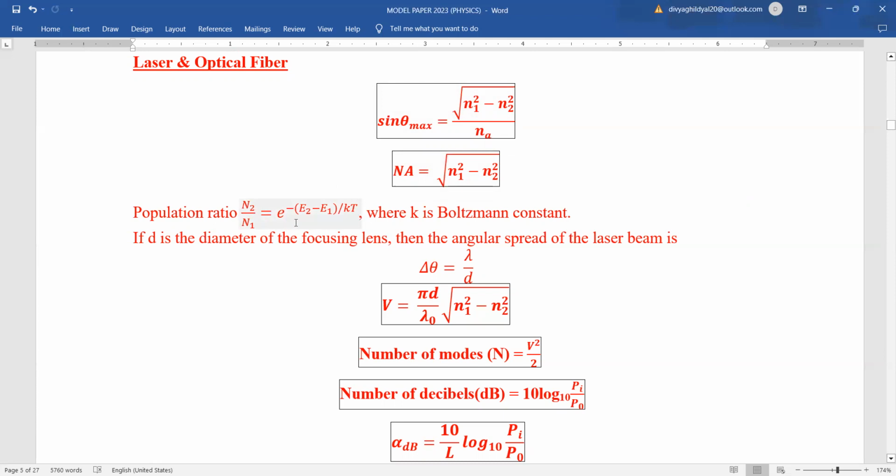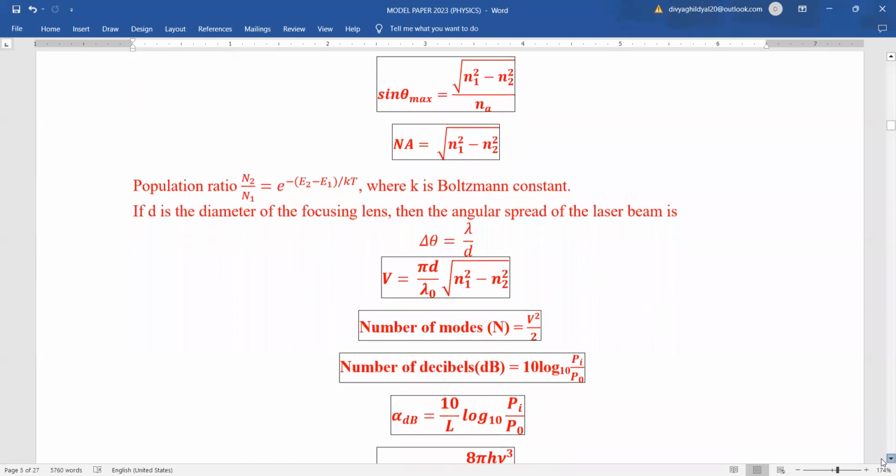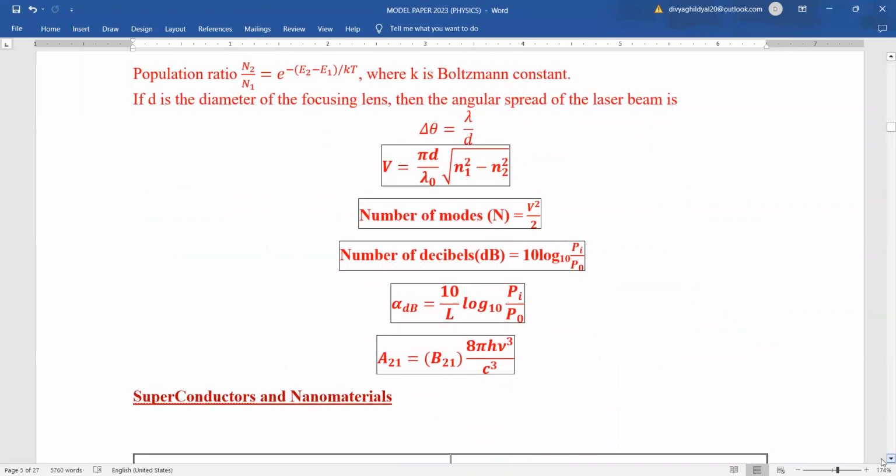Population ratio: N2 upon N1 is equal to e to the power of minus (E2 minus E1) divided by KT, where K is Boltzmann constant. Angular spread of laser beam, del theta, is equal to lambda upon D, where lambda is wavelength and D is diameter of the focusing lens.